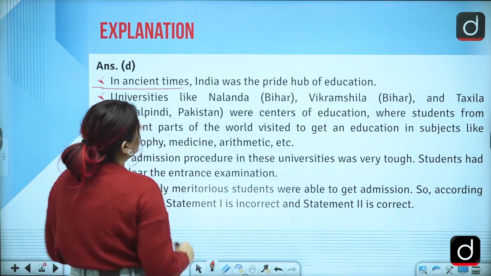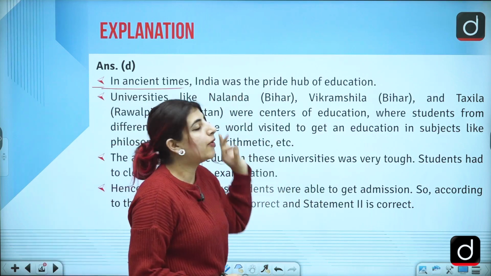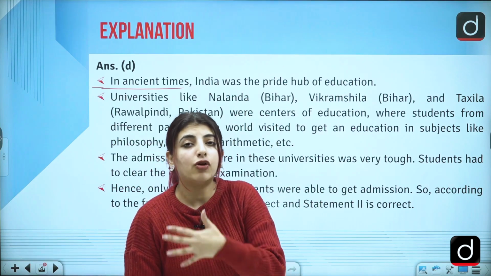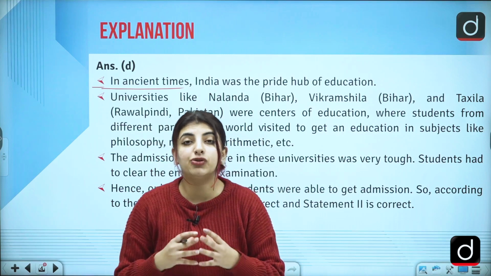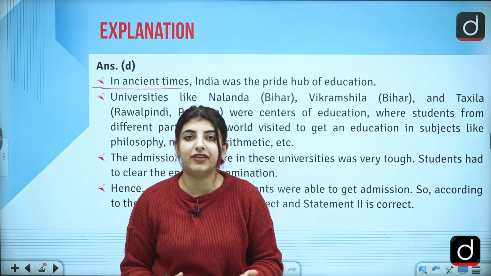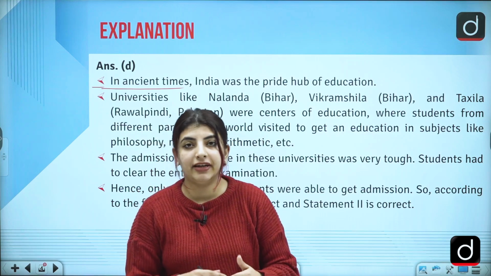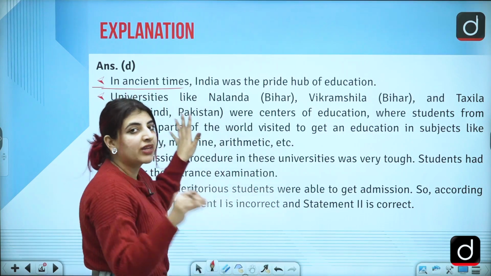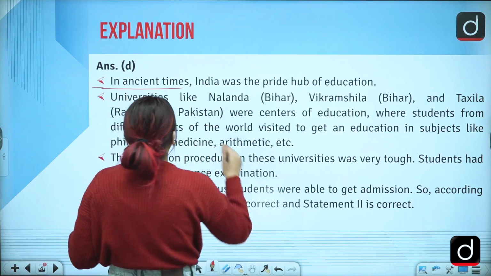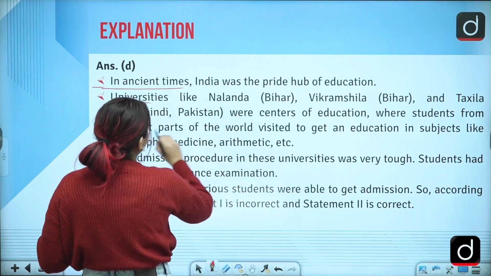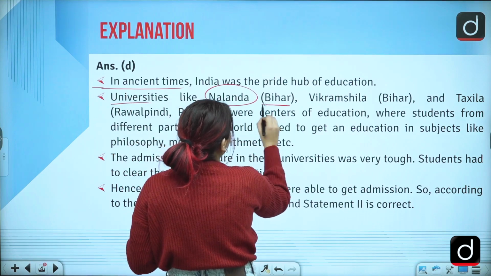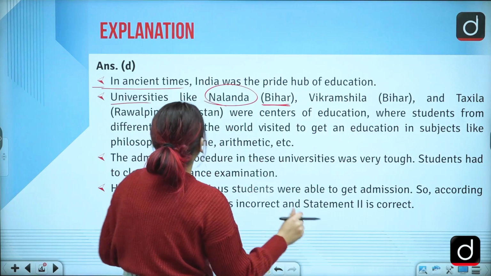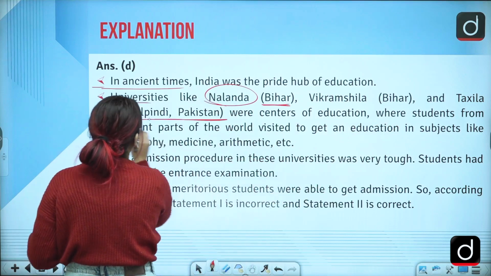Correct? So ancient India was the proud hub of education. Scholars from various areas used to come here. Even Chinese scholars used to come to India for study purposes, for higher education purposes. So as I tell you, this is a highly recommended part on your end, that for universities like Nalanda, write down where it is currently situated. Vikramshila is also in Bihar. Takshila is in Rawalpindi, Pakistan.